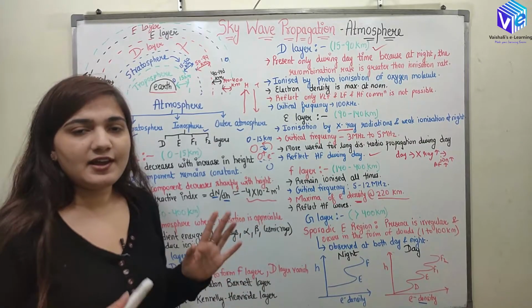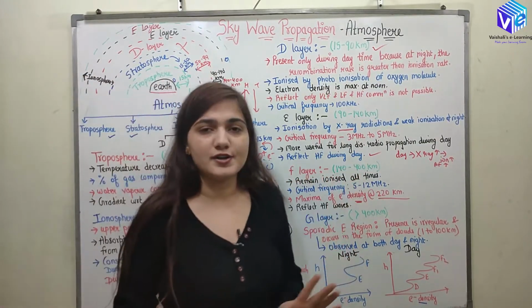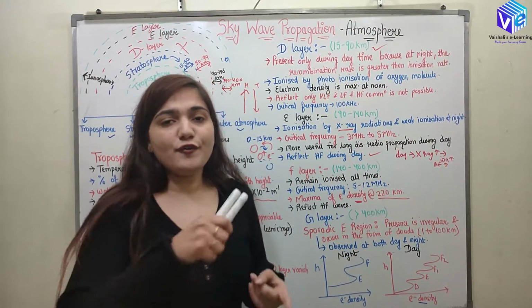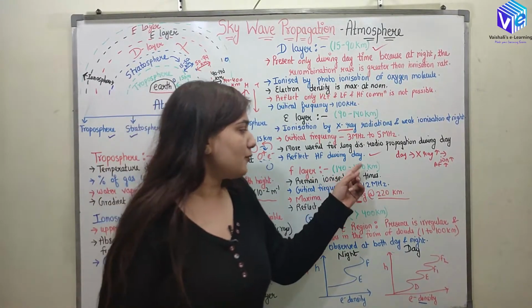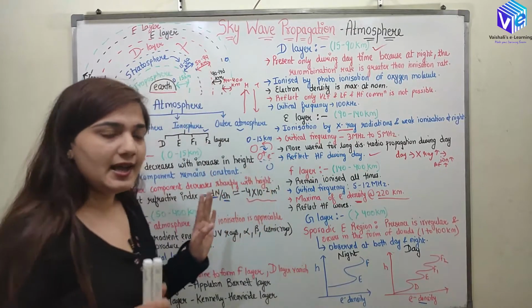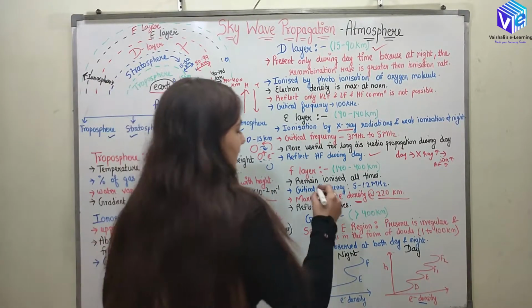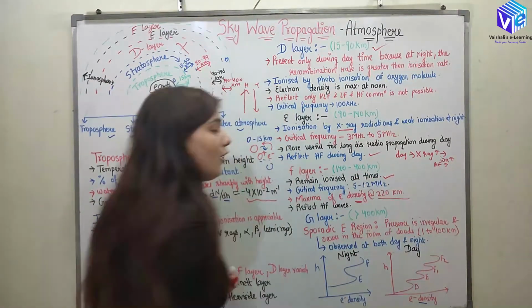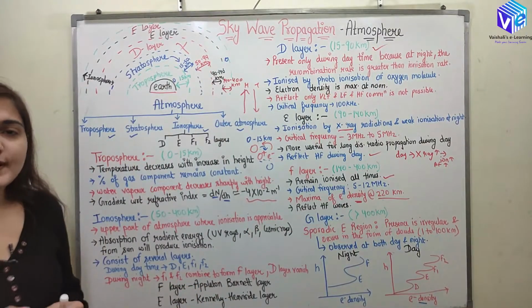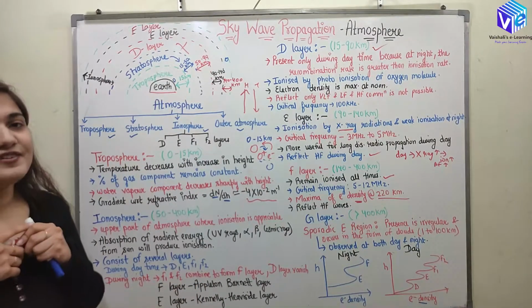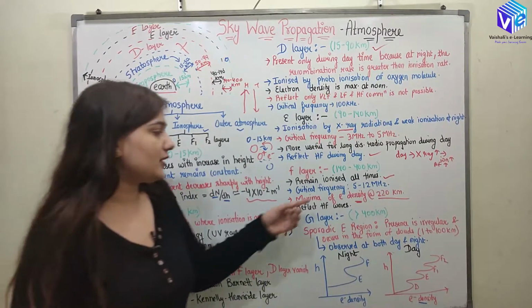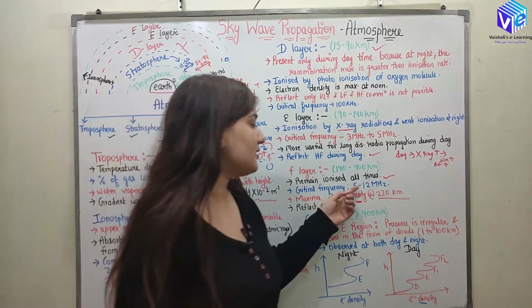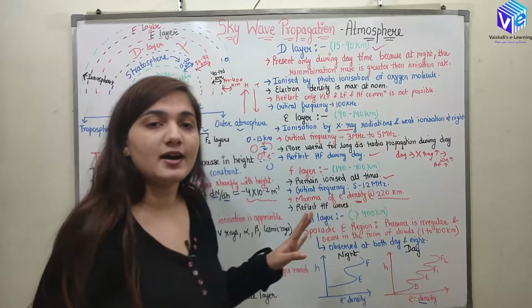Coming to the F layer. The F layer is present from 140 to 400 kilometers. As I have told you, from 140 to 250 kilometers I have the F1 layer, and from 250 to 400 kilometers I have the F2 layer. So it remains ionized at all times. There is no time when I can say the F layer is disappearing. It will never disappear. The critical frequency is much higher, from 5 to 12 megahertz.